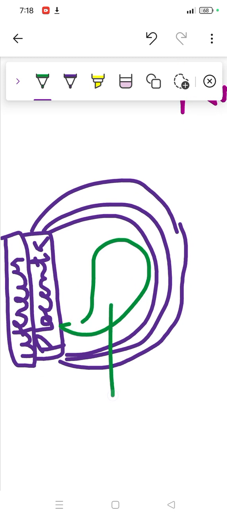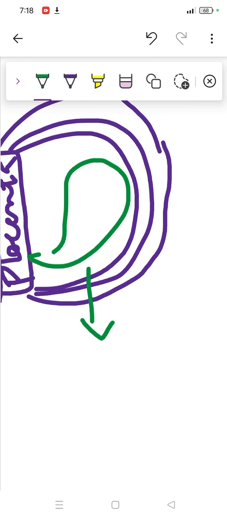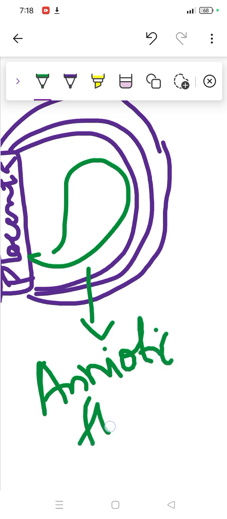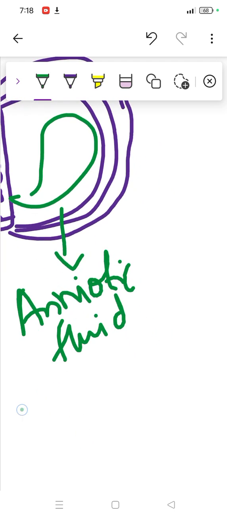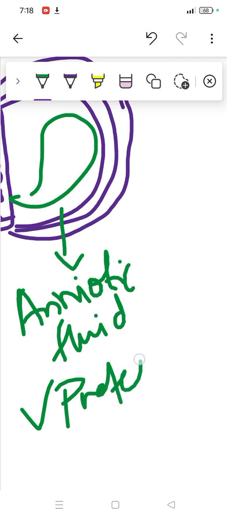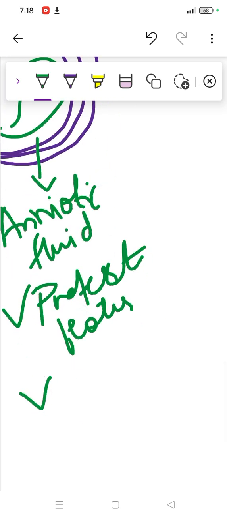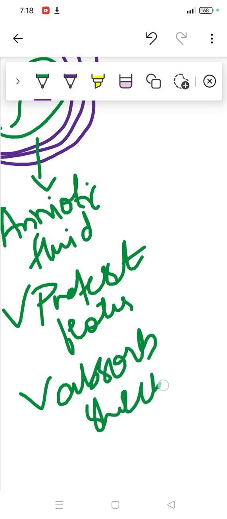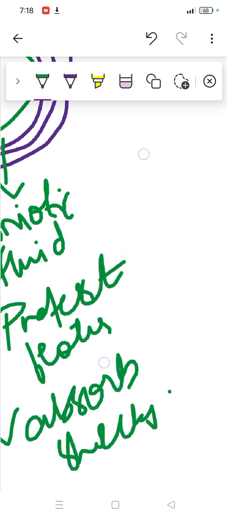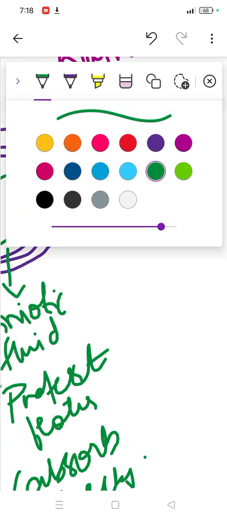Then this inner cavity has fluid, which is called amniotic fluid, and it simply protects the fetus which is present inside. It also helps in absorbing shocks, and you will understand these in later videos. Well, when we discuss these coverings, we have three coverings as I have drawn.